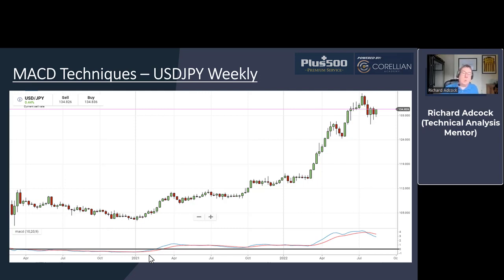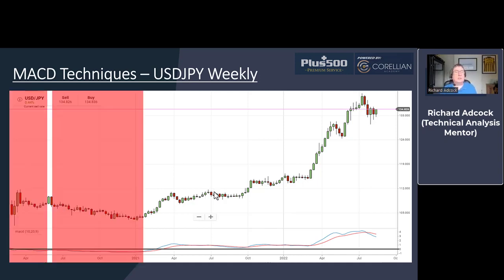So basically, when that's above 0, we're in an uptrend, more an aggressive uptrend when it's above its moving average. When it's below 0, then we're in a downtrend. And we then use the MACD to reference whether it's an aggressive downtrend or a consolidation within such. So let's look at the signals that we can see within the MACD on the weekly chart for dollar-yen.